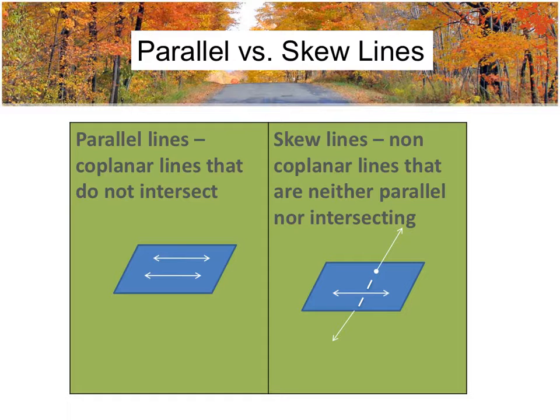So first thing we have to do is learn the difference between a parallel line and a skew line. Parallel lines are coplanar lines that do not intersect. They're lines that run side by side, and they're never going to cross. Skew lines are non-coplanar, so they're not in the same plane, and they are neither parallel nor intersecting.